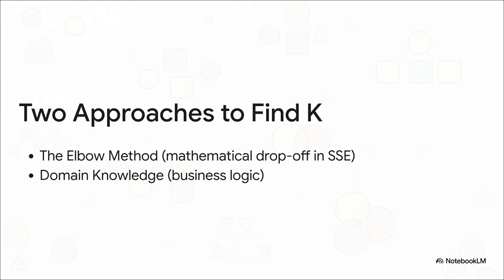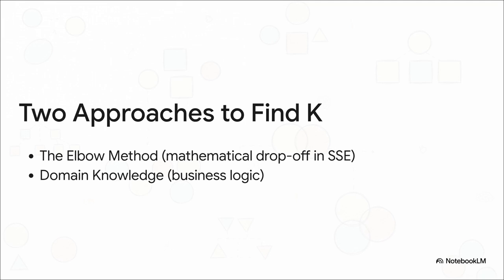The first is mathematical. It's called the elbow method. You run the algorithm multiple times with different numbers of clusters and measure the sum of squared errors, which is basically just a fancy way of saying how tight the clusters are. You plot these errors on a graph and you look for a sharp kink, or an elbow, where the error drops off super significantly. That kink is usually your optimal k.